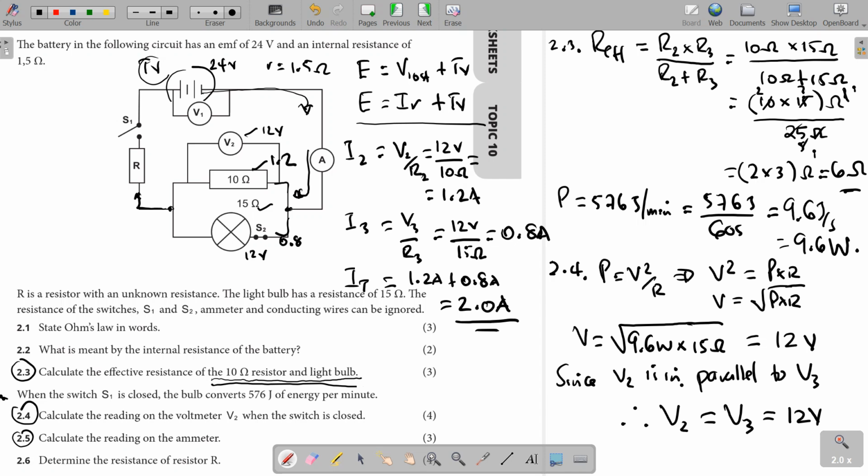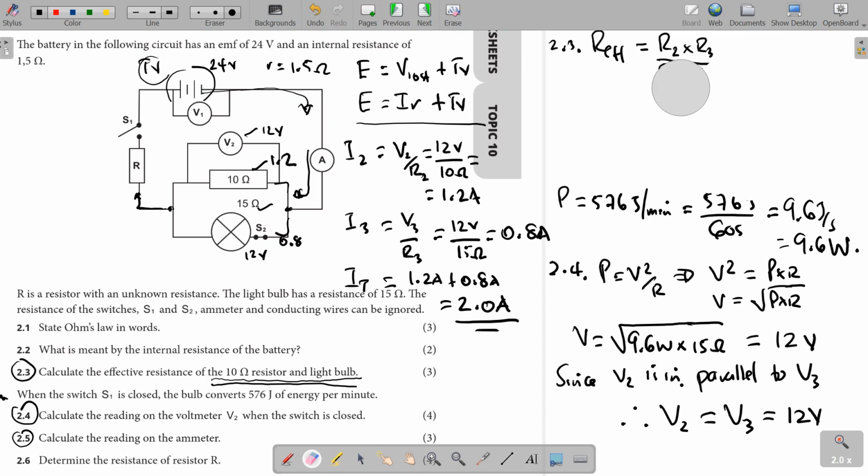Now after finding those, let's remove this part. After calculating those things, according to 2.6, we now need to calculate the resistance of R. How we're going to do this is, first of all, we know the current flowing through this is 2 amperes as well. Here is 2 amperes, here is 0.8, there is 1.2. So we need to calculate the voltage moving through there.